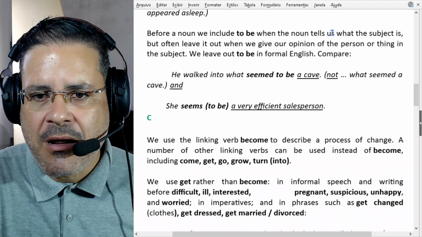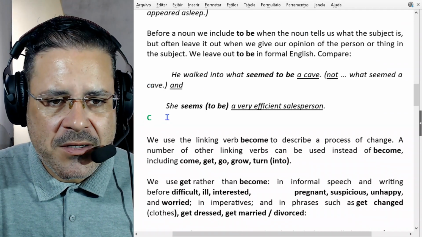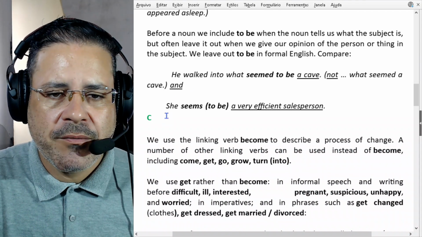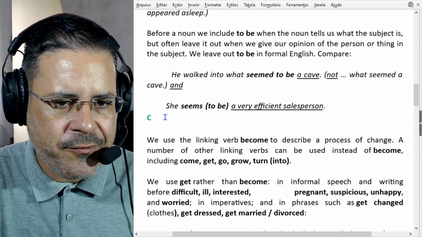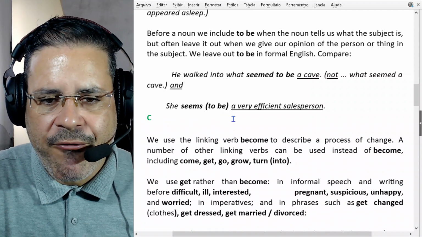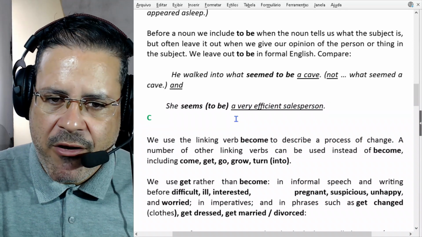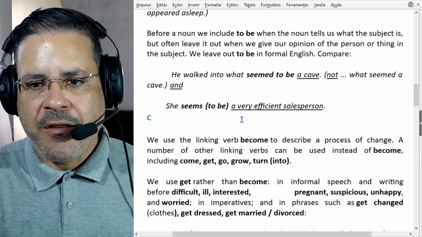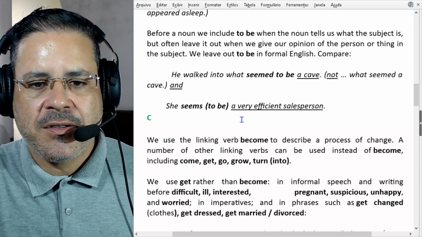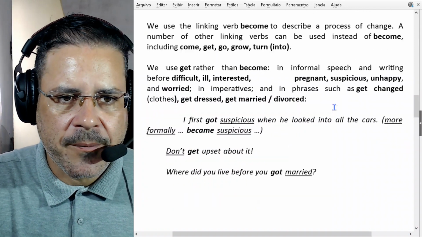So the noun tells us what the subject is. In the second example, we leave it out because we're giving our opinion of the person or thing in the subject. For example, she seems to be a very efficient salesperson, or she seems a very efficient salesperson. We're giving our opinion of the thing or person in the subject. Okay, moving on. Section C.